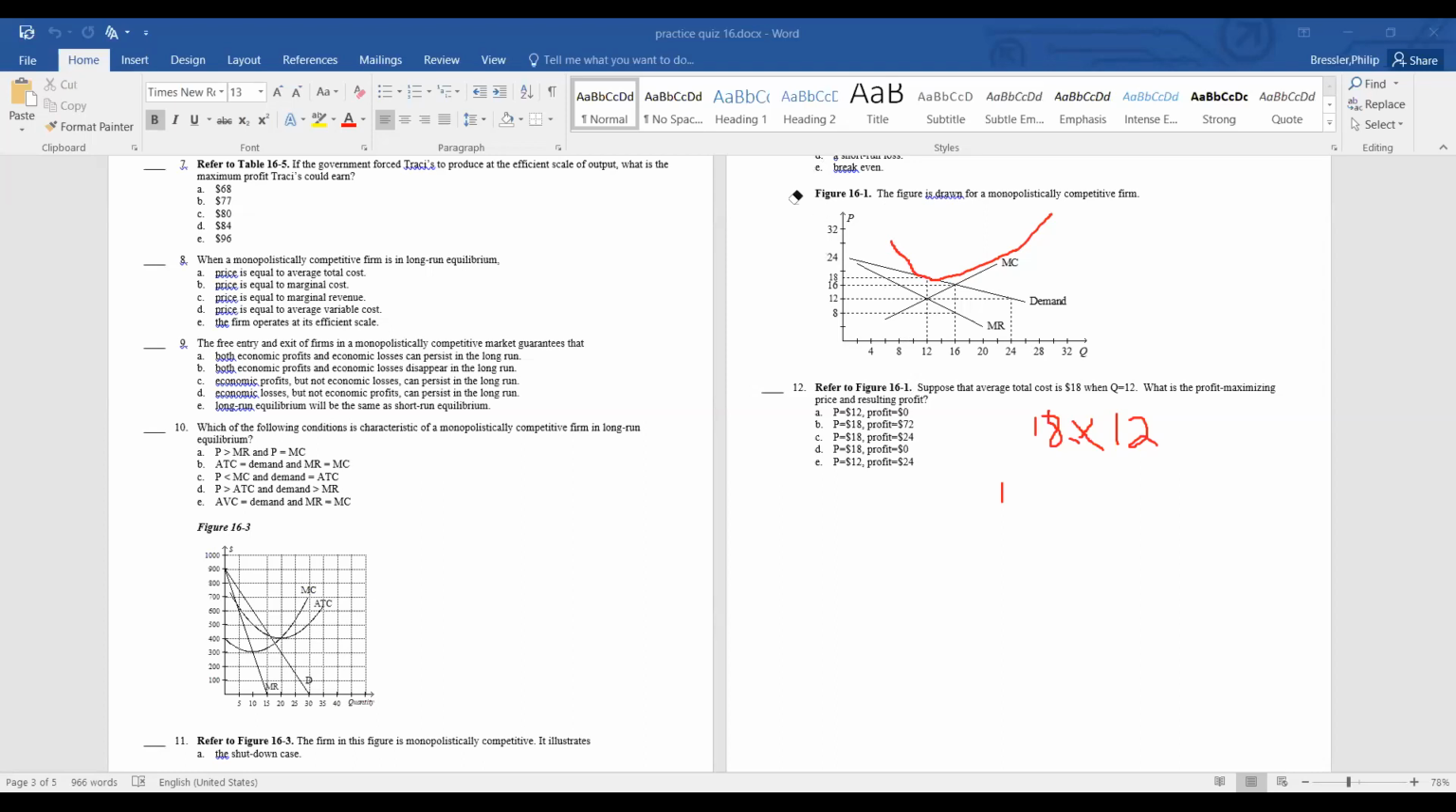Andrew, I got 0 profits because if I'm figuring out total cost, it's 18 times 12, right? If I'm figuring out total revenue, MC equals MR up to 18, it's 18 times 12. So my total revenue is going to equal my total cost, and that's going to get me 0 profits.